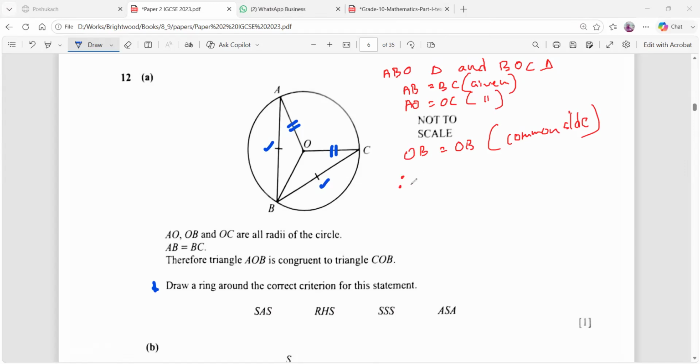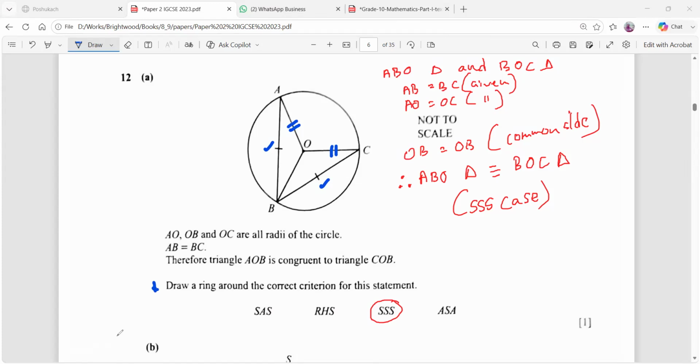According to that one, you can write ABO triangle congruent to BOC triangle by three sides. What is the case? Side, side, side case. Okay, you can write like that. Clear? So what is the case? Side case. Okay, that's the thing you have to know.